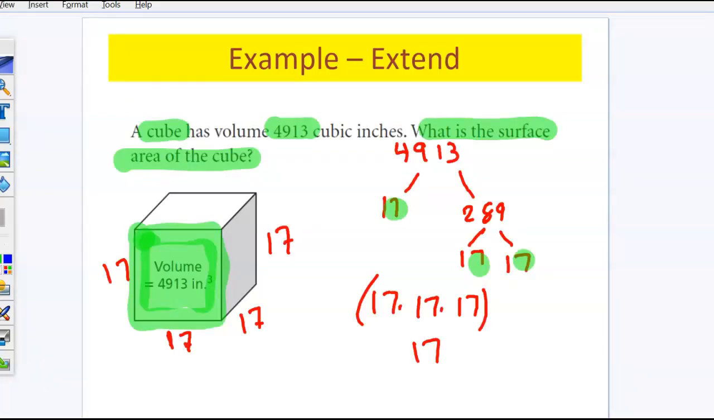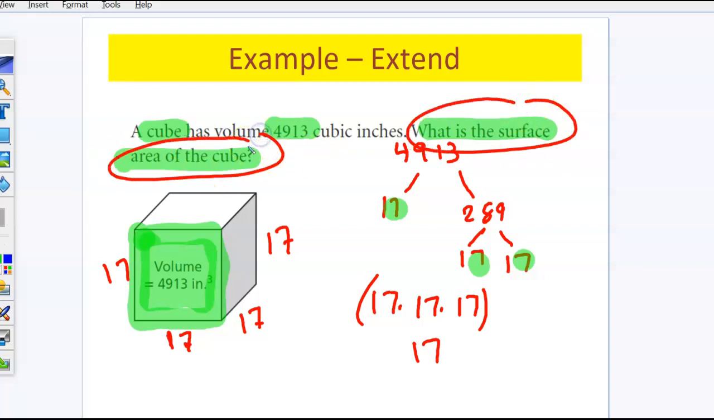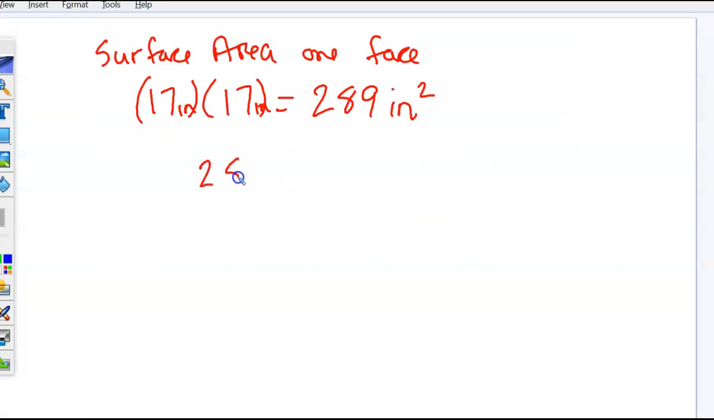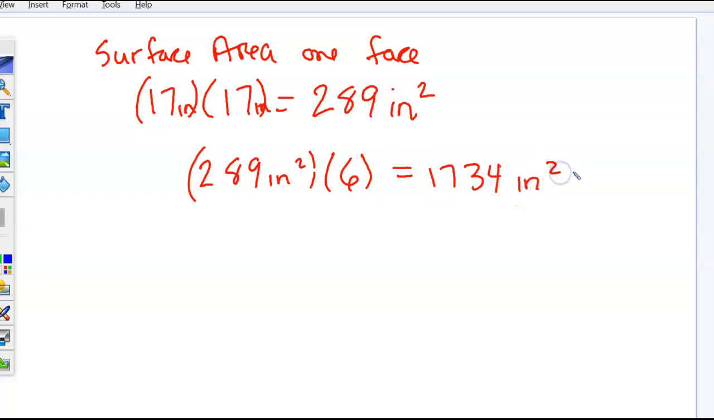So now we know what the surface area of one face is, but we want the surface area of the entire cube. In a cube, we have a total of 6 different side faces. So I'm going to take 289 inches squared, and I'm going to times that by 6. And I'm going to get my answer of 1,734 square inches would be the surface area of my cube.